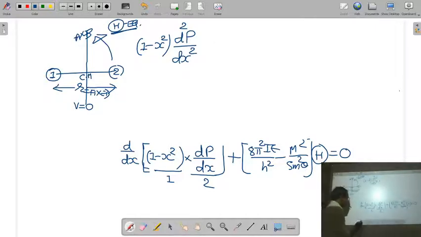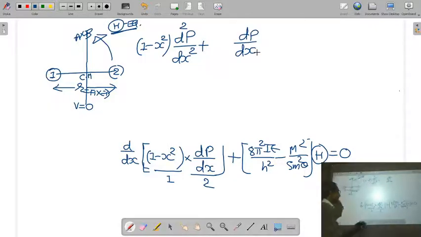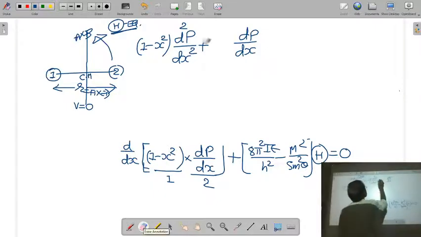So when you keep 1 minus x square constant, the derivative of dp by dx with respect to x is d square p upon dx square. Plus, now I keep the second term dp by dx constant and take the derivative of 1 minus x square with respect to x. The derivative of 1 will be 0 and the derivative of minus x square will be minus 2x. So keeping dp by dx constant, the derivative of 1 minus x square will be minus 2x. So instead of plus, I have to write minus 2x.